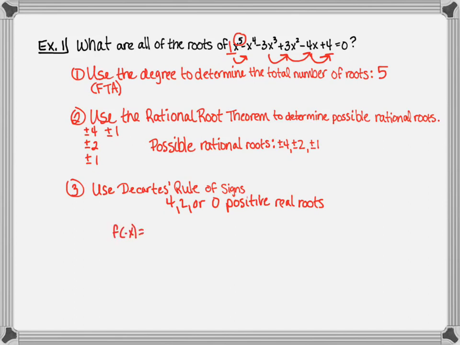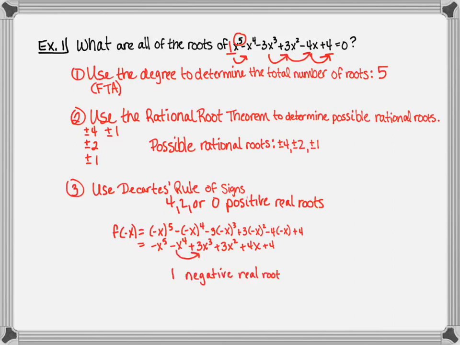Let's find f of the opposite of x. I'm going to substitute the opposite of x in for x. So the opposite of x to the fifth minus the opposite of x to the fourth minus 3 times the opposite of x cubed plus 3 times the opposite of x squared minus 4 times the opposite of x plus 4. Simplifying, we get negative x to the fifth minus x to the fourth plus 3x cubed plus 3x squared plus 4x plus 4. Let's count the sign changes. We have one here, and that's the only one. So we have one negative real root.